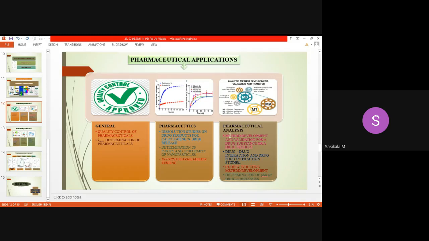Then in pharmaceutical analysis, what are the applications of UV visible? Method development and validation. I said that.